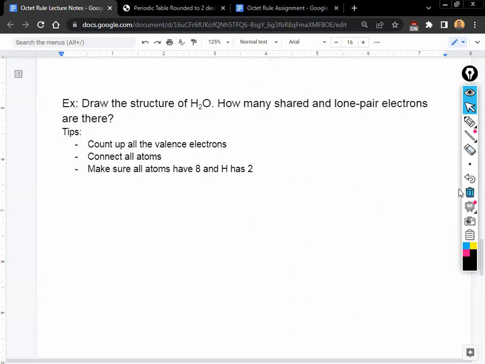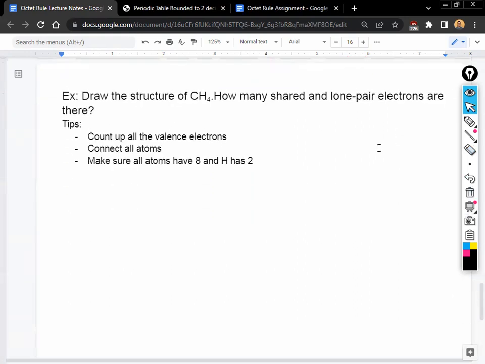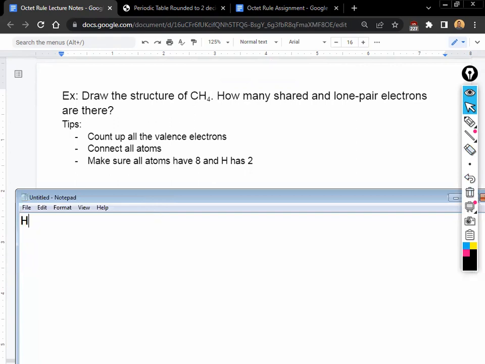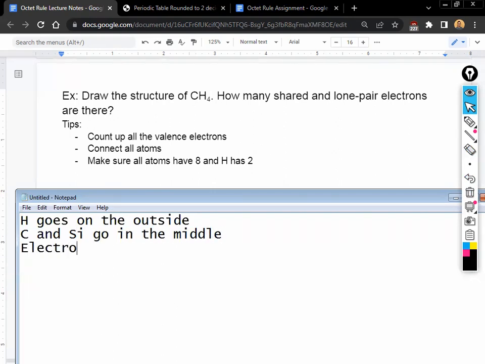Okay, let's move on to the next one. Okay, so I'll give you guys about 3 minutes to try this one on your own. You're going to draw the structure of CH4. A little bit more complicated, but make sure that you remember the rules that we talked about. If you need them right here, I can jot them down. H goes on the outside. C and Si go in the middle. And then electronegative atoms go outside. And one line equals 2 electrons.